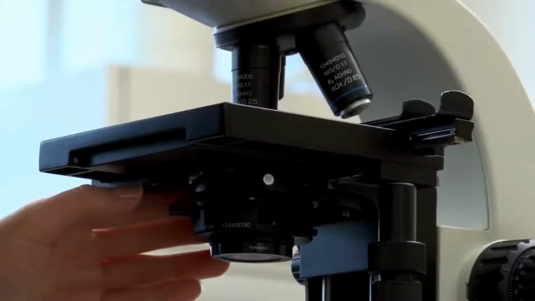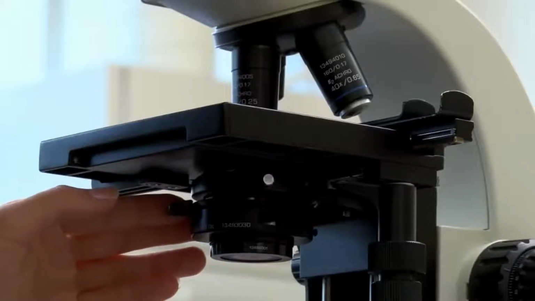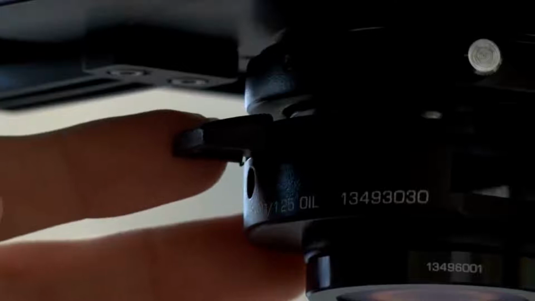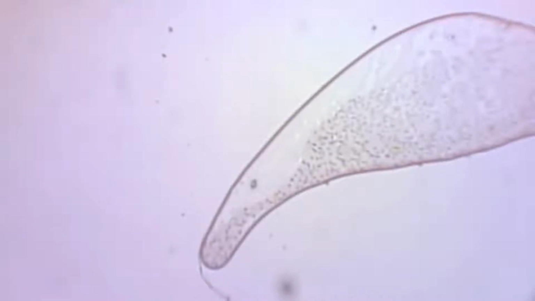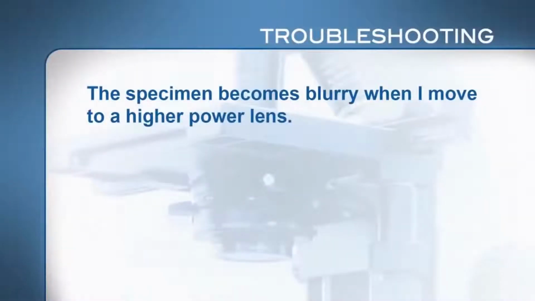If you are observing unstained specimens, use the stage diaphragm to reduce the amount of light passing through. Also, if you're observing unstained specimens, try to find a bubble or other easily observed object under the cover slip and focus on that.